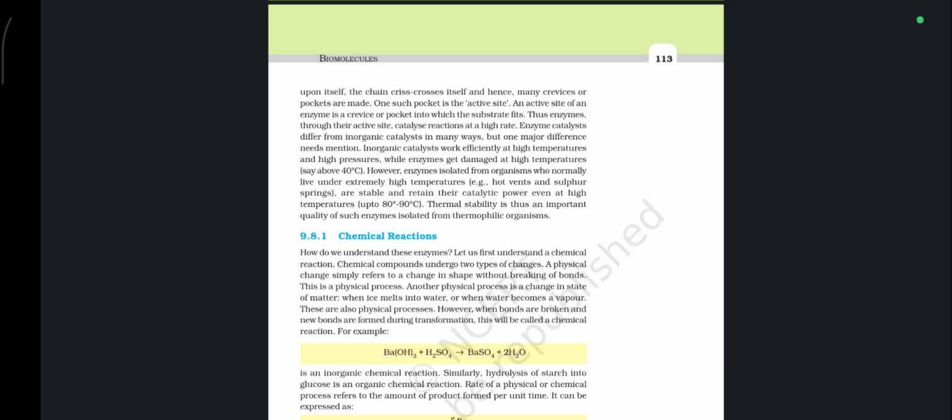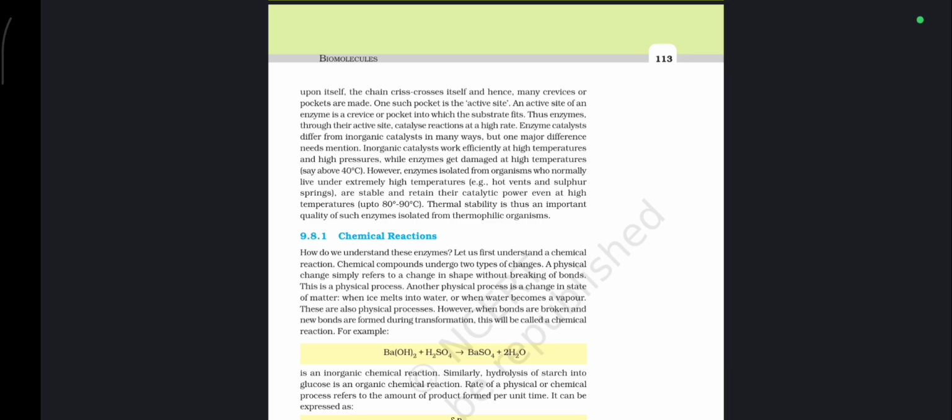Enzyme catalysts differ from inorganic catalysts in many ways, but one major difference needs mention. Inorganic catalysts work efficiently at high temperatures and high pressures, while enzymes get damaged at high temperatures, say above 40 degrees Celsius. However, enzymes isolated from organisms that normally live under extremely high temperatures, for example hot vents and sulfur springs, are stable and retain their catalytic power even at high temperatures up to 80 to 90 degrees Celsius. Thermal stability is thus an important quality of such enzymes isolated from thermophilic organisms.